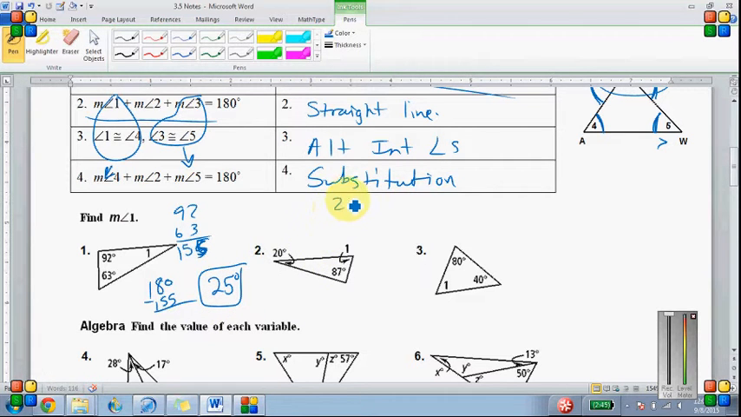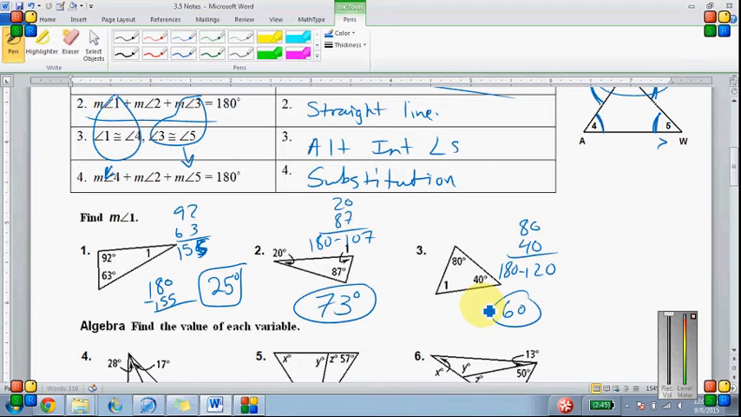Same thing here, add up 20 and 87, I get 107. When I subtract that from my total of 180 to figure out angle 1, I'm left with 73 degrees. Same thing here, add 80 and 40, we get 120. When we subtract that from 180, we're left with 60 degrees for angle 1.